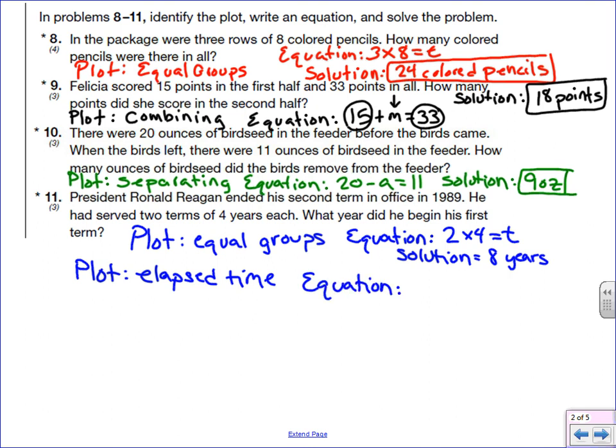it says that he ended his second term, so that's the latest time. He started sometime before 1989. So the later time is 1989 minus the earlier time, which we're not sure of what it is yet, is equal to, well, he served for 8 years total, so 8. So 1989 minus what would give me 8? Well, 1989 minus 1981 would give me 8.